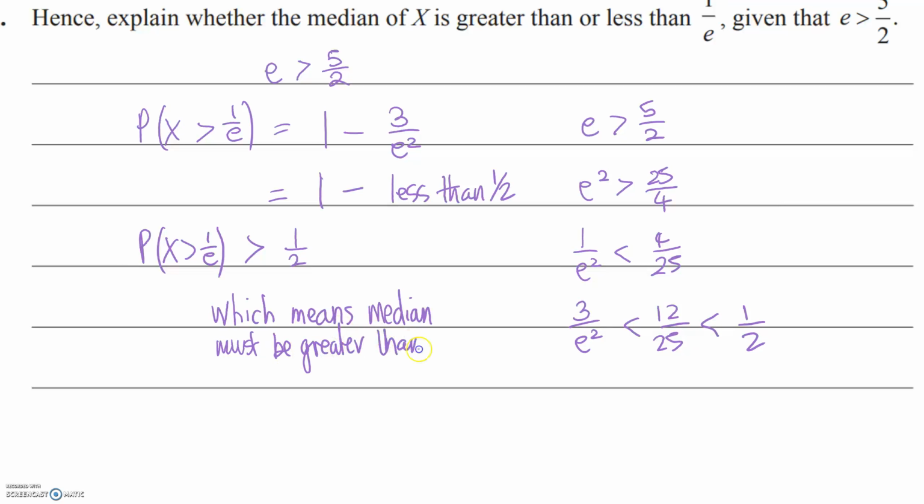Now, a good way to think about this is if you think about that little curve that we had at the start, the probability that x is greater than 1 on e is more than a half, which means there's more than a half of the data left. So our median, if you remember, this is greater than a half in this section. So our median must be exactly where there's only a half of the data left, which means that the median must be greater than 1 on e.